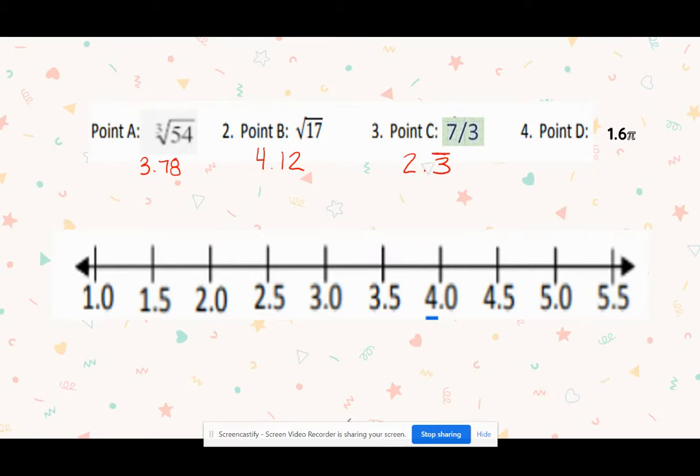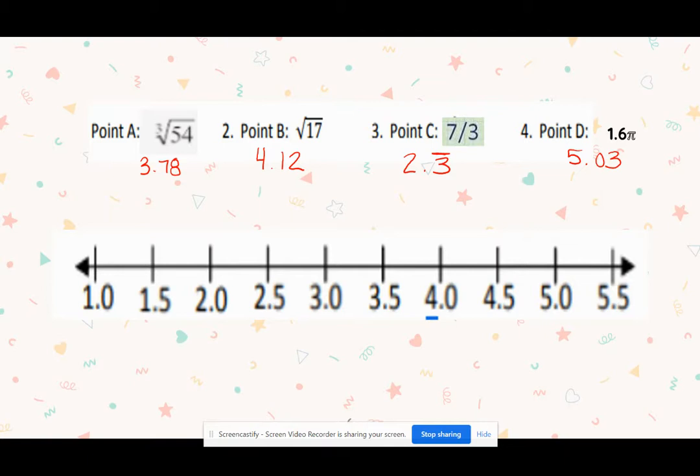And then lastly, I have 1.6 times pi. So I'm going to type that exactly into my calculator. The pi button is right above the caret key. So 1.6, pi button. And I get about 5.03 when I round. 5.03. So the last thing they want you to do is just to put this on the number line. So we have this number line. They're counting by 0.5s. So 1, 1.5, 2, 2.5, so on and so on.